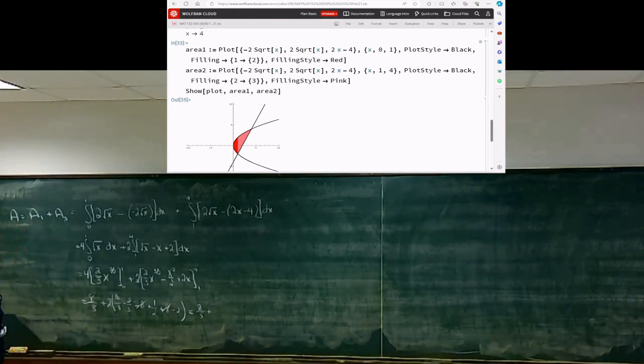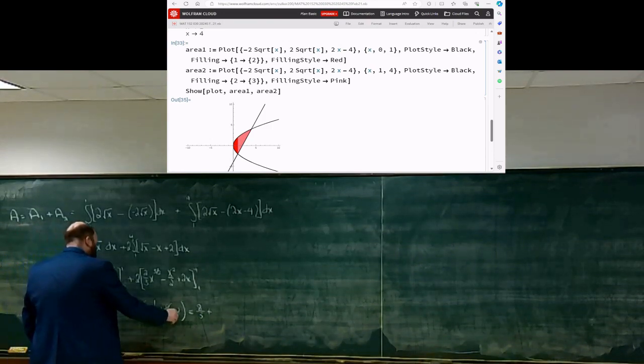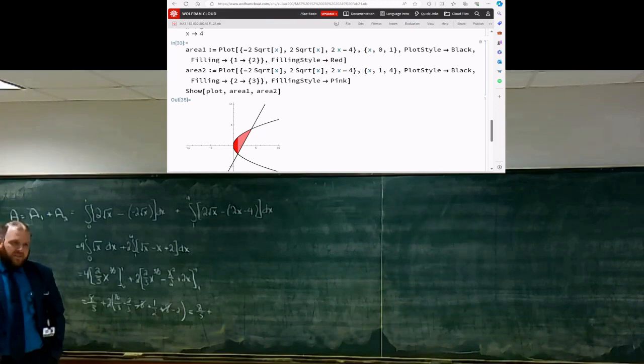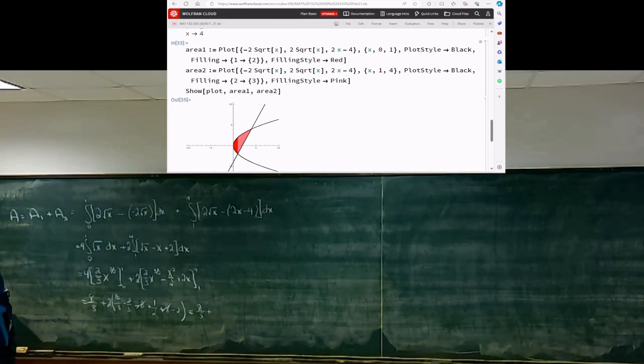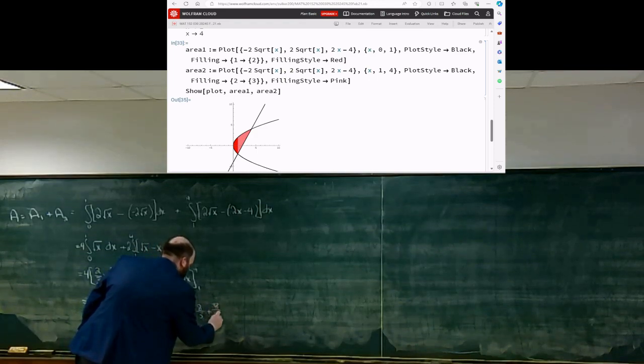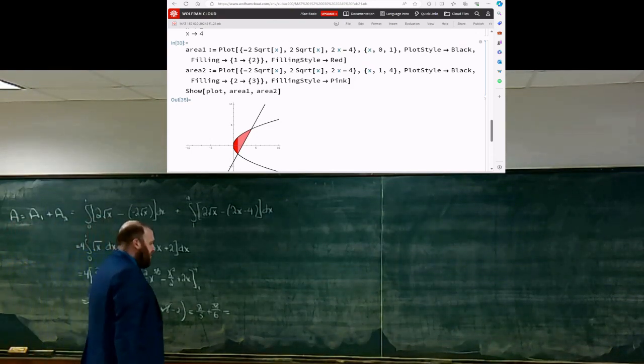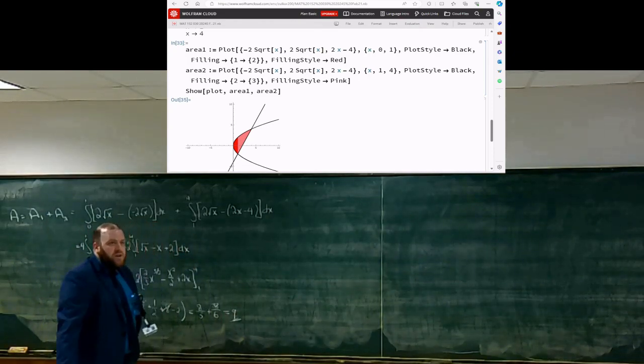That's 14 thirds. Minus 2, 14 minus 6, 8 thirds. 8 thirds plus a half. 16 plus 3, 19 sixths? 19 times 2? 38. What's 8 times 2? 16. 16 and 38, 54? Yeah, 54. 54 divided by 6? 9. Yeah. Area is 9.